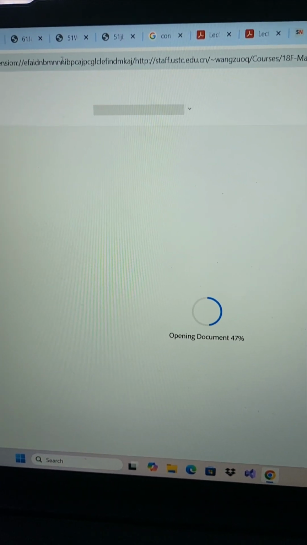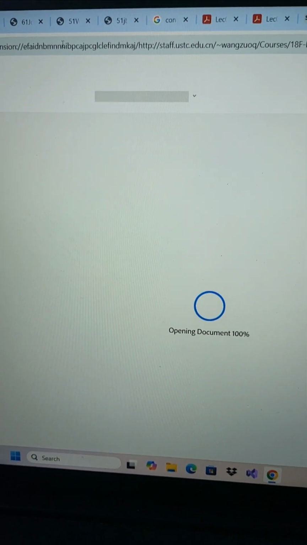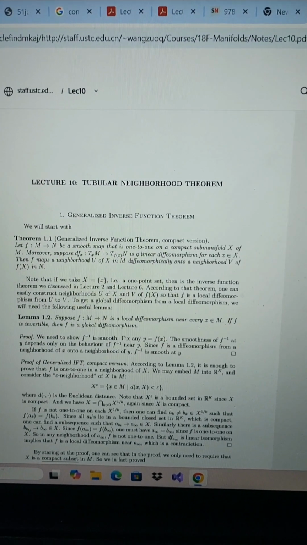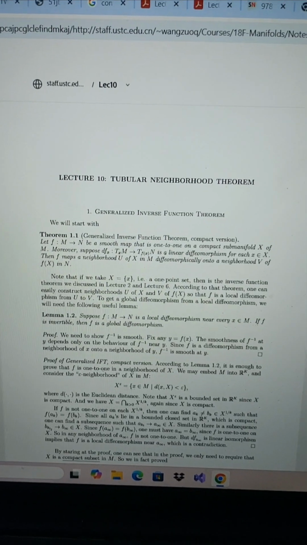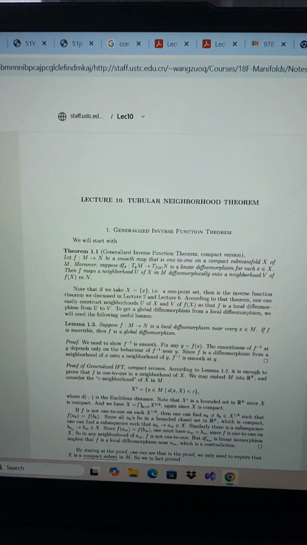and then it pulls up lecture 10. Let's see if it'll load. Sorry, it's taking a while. Yeah, so tubular neighborhood theorem right here. And these lectures on manifolds are just the bomb.